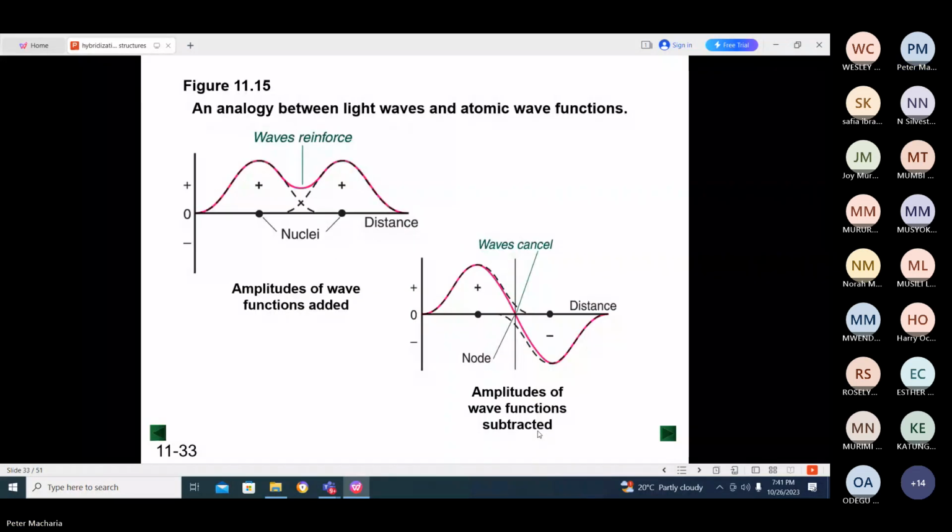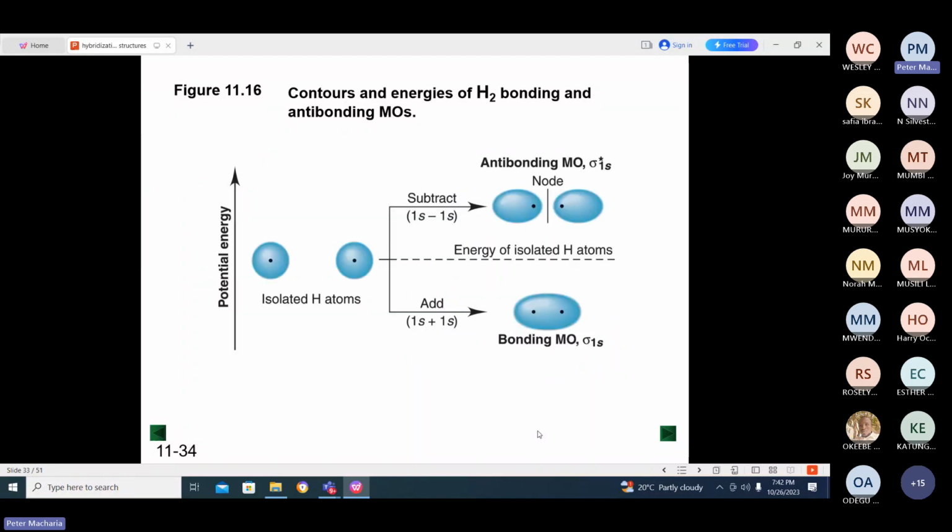So, for example, the analogy comes in between light waves and atomic waves, where waves reinforce at the middle, and let us look at the subtraction. Let's leave these ones around. It will be a bit complex.